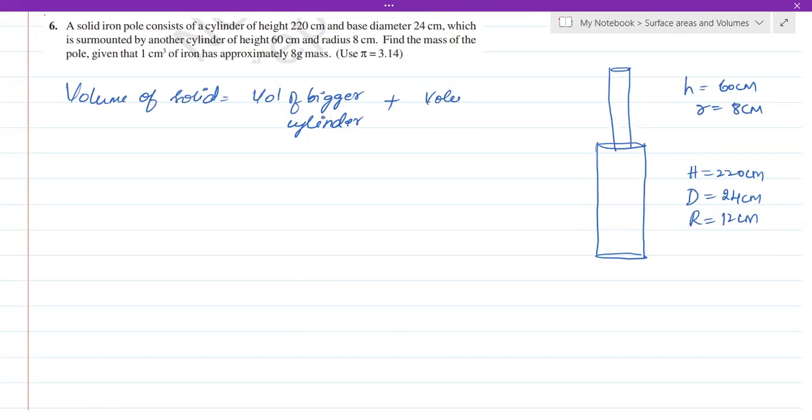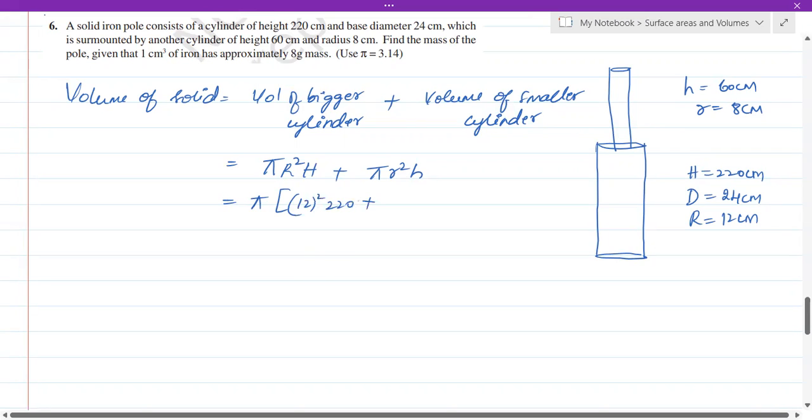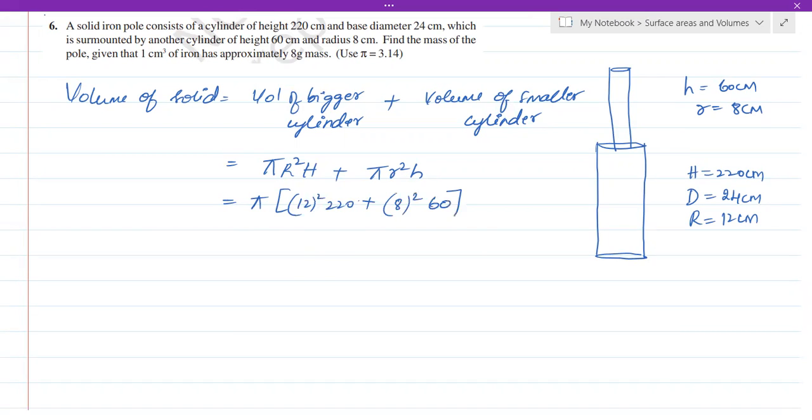plus volume of smaller cylinder. The volume of the bigger cylinder is pi capital R square capital H, plus the volume of the smaller cylinder, pi small r square small h. Now what is common? Pi is common. What is the value of capital R? Capital R is 12, so 12 square. What is capital H? 220 centimeters, plus small r is 8 square and small h is 60.